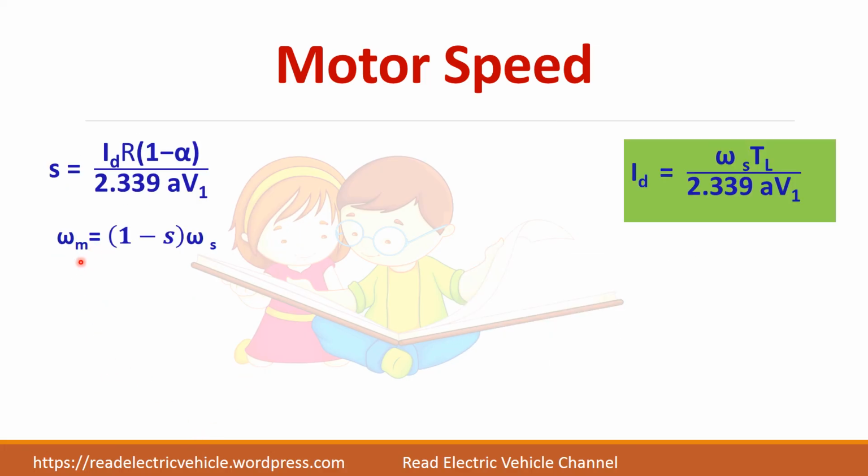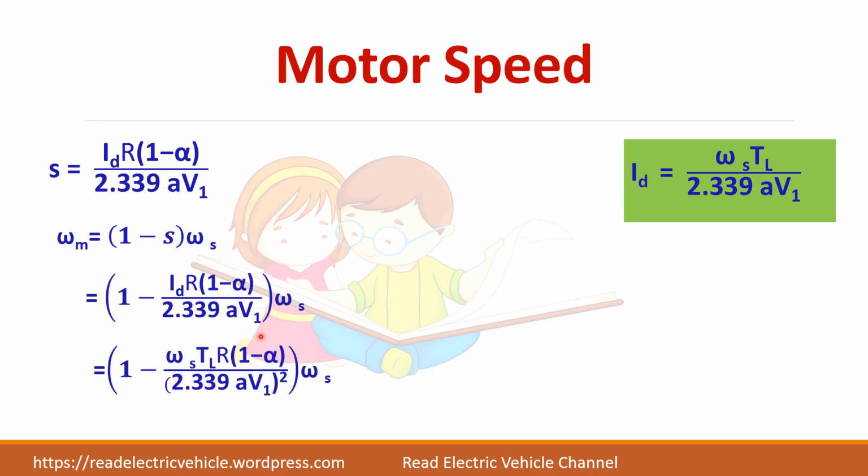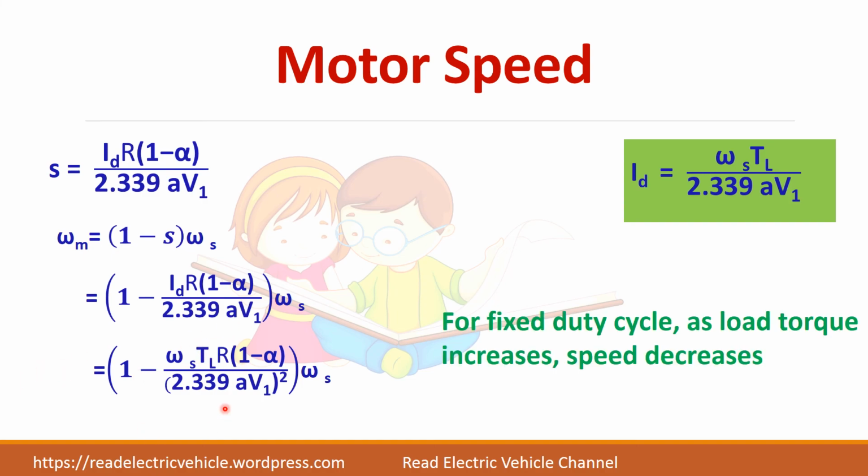Now we will calculate the motor speed. Omega m is equal to 1 minus s into omega s. You substitute this slip value here and you will get the speed equation. So you can see here, if I increase this load torque, this is 1 minus load. So if I increase this one, the motor speed will decrease. So if the alpha is fixed, as you increase the load torque, speed will decrease.